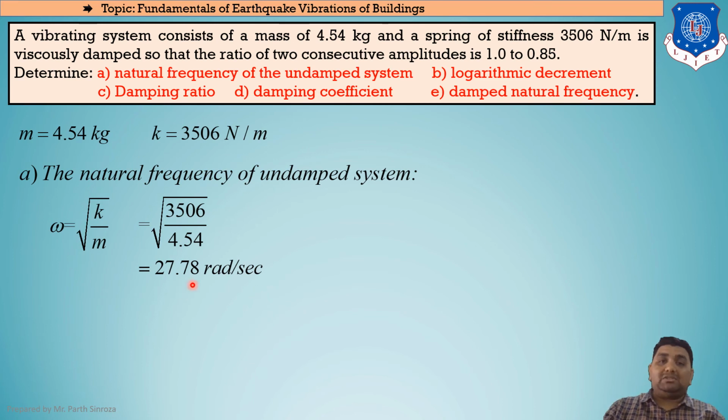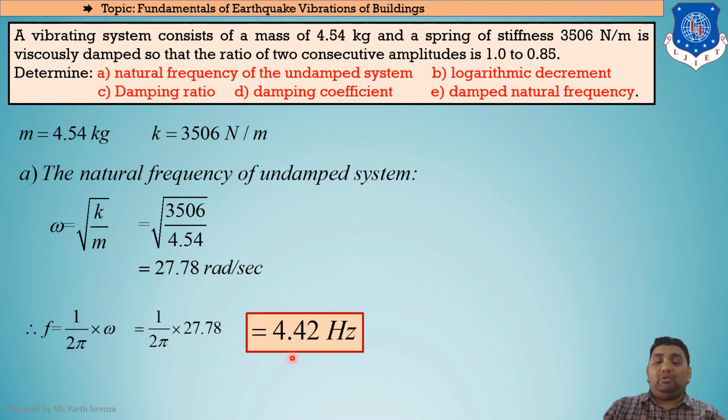Now moving across, the ultimate aim was to find the natural frequency, that means to find f, and f equals 1 upon 2 pi into omega. We have already calculated the value of omega, so substituting the value here, the answer comes out to be 4.42 Hertz. Clear? So this is our first answer, that is the answer of case 1, the natural frequency of the undamped system, which comes out to be 4.42 Hertz, or you can say cycles per second.